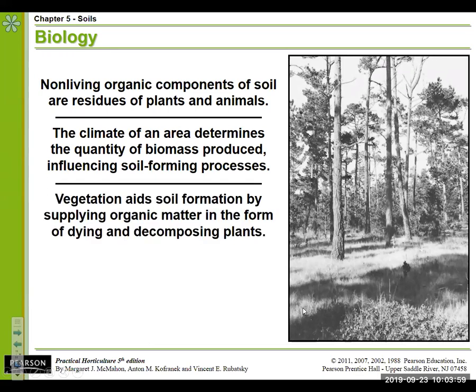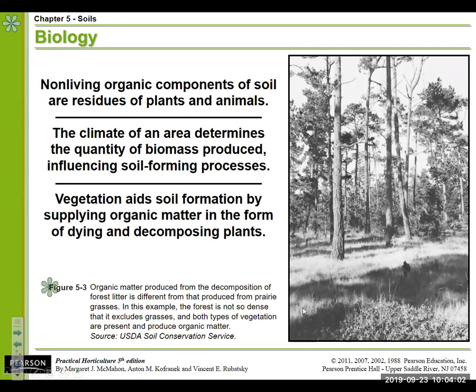We have our non-living organic components of soils, and those once were living, they're residues of the plants and animals. We have the climate of the area determining what biology is there, how much of the biomass is produced, which also influences how the soil is formed. And we also have the vegetation, the plant life, aiding in the soil formation, not just supplying some organic matter through the dying and decomposing parts of the plants, but also by their roots growing in there, actually physically weathering as well.